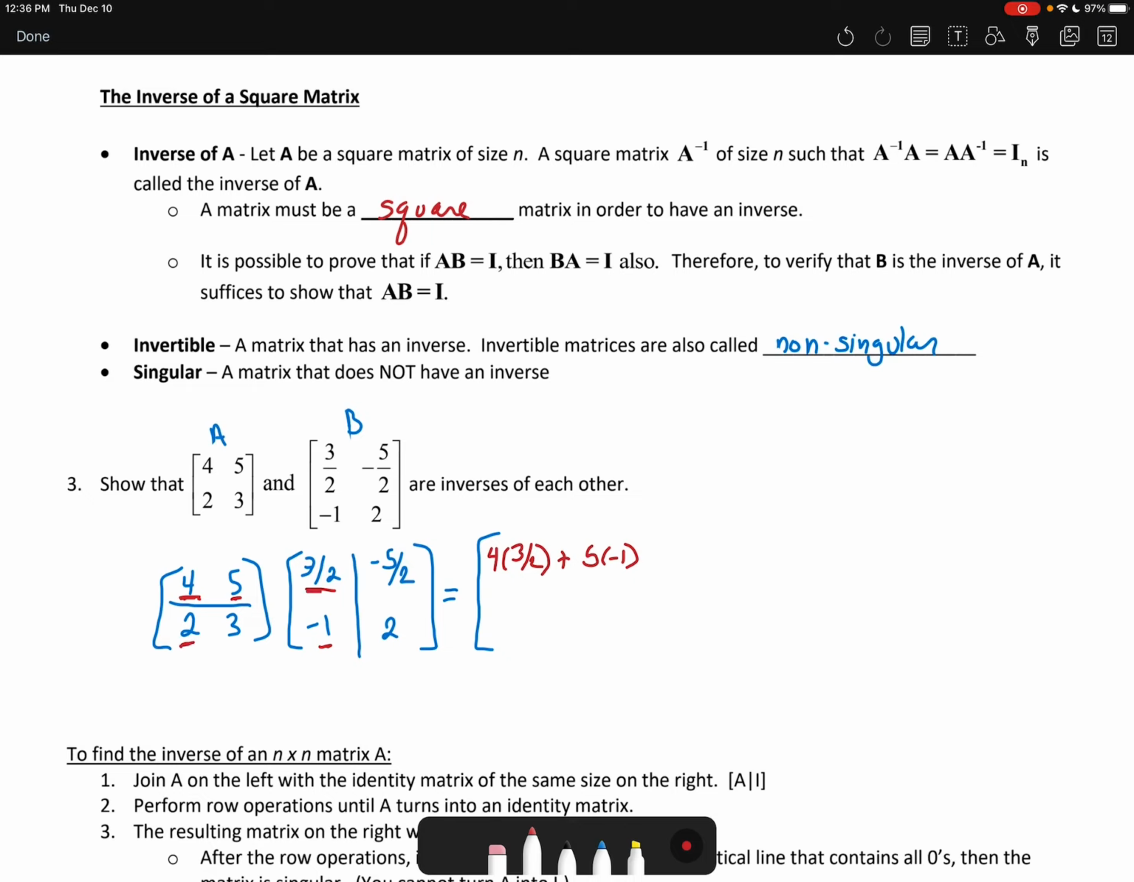Then I have to take 2 times 3 halves plus 3 times negative 1 for my next entry. Okay. And then for my second column, I'm going to pick another color here. I do 4 times negative 5 halves plus 5 times 2. And for the last entry, 2 times negative 5 halves plus 3 times 2.